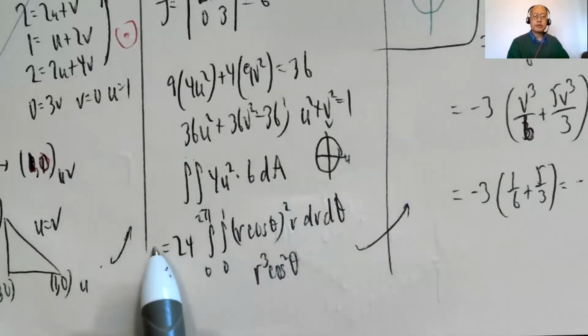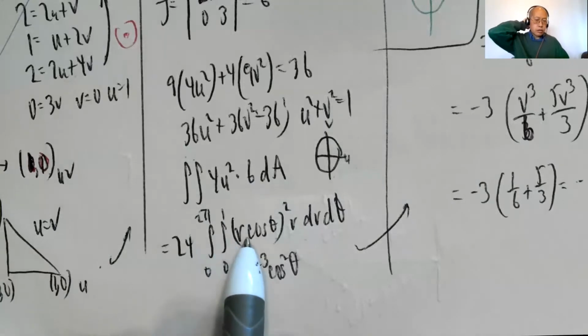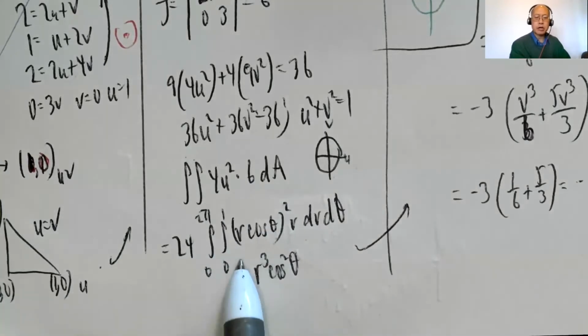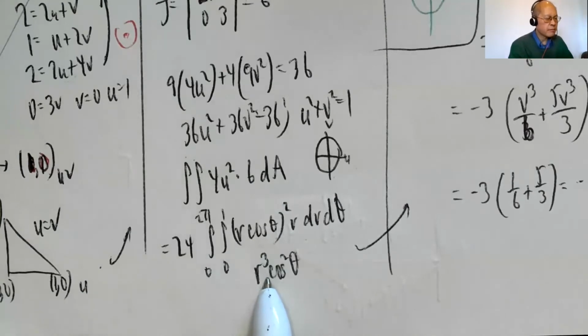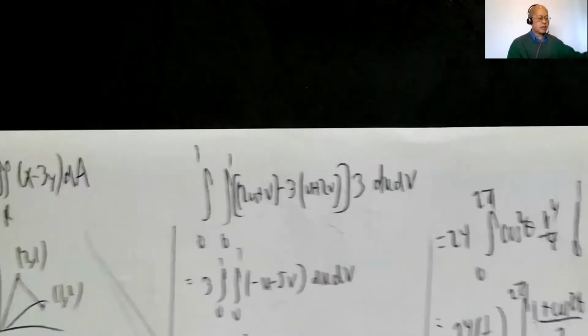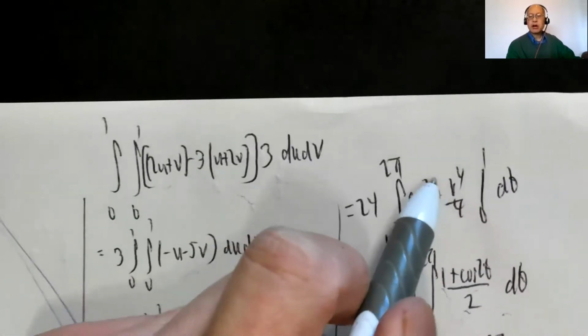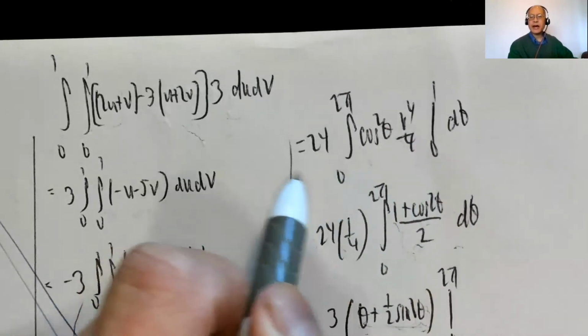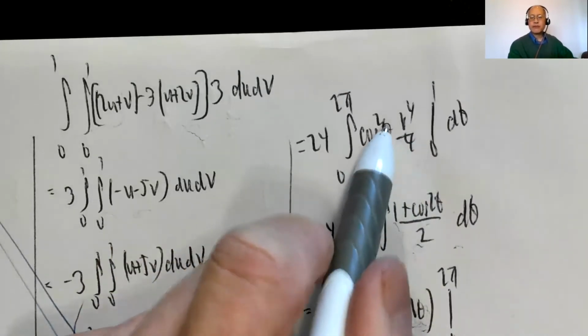4 times 6 is 24, take that out. So r cosine theta squared, r dr d theta. So that becomes r cubed cosine squared. All right, so that's 24 cosine squared, r to the 4th over 4 from 0 to 1. Plug in 0, you get 0. Plug in 1, you get 1/4. So 24 times 1/4.